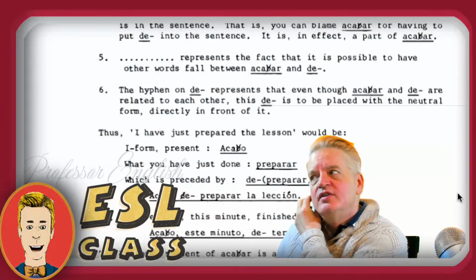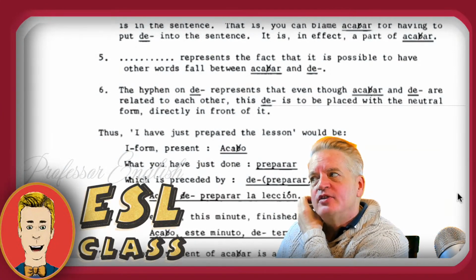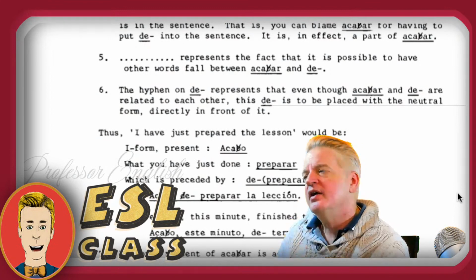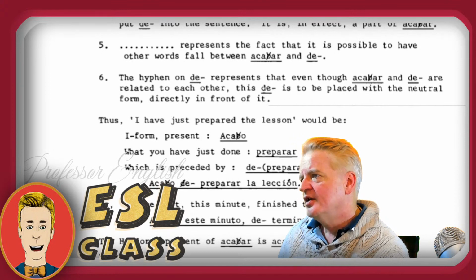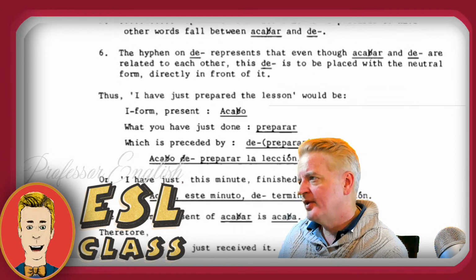The ellipse represents the fact that it is possible to have other words fall between acabar and de. Okay, the hyphen on de represents that even though acabar and de are related to each other, this de is to be placed with the neutral form directly in front of it.